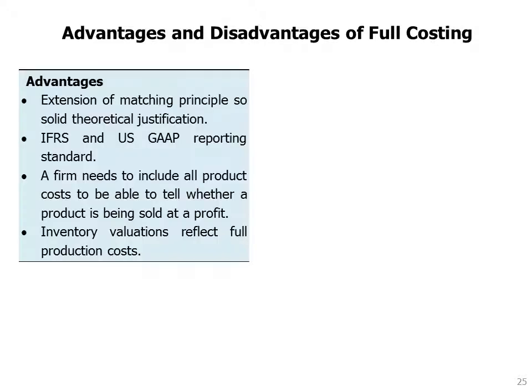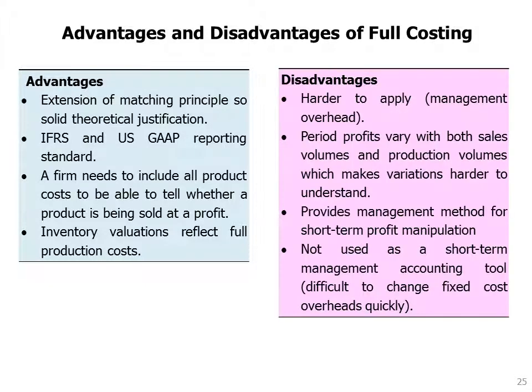Some advantages and disadvantages of full costing compared to marginal or variable costing. So advantages: it's an extension of the matching principle, so there is a solid theoretical justification. And this is the IFRS and US GAAP reporting standard. And if we look at this from a pricing point of view, a firm needs to include all product costs to be able to tell whether a product is being sold at a profit or not. And the inventory valuations reflect full production costs and not just the variable costs.